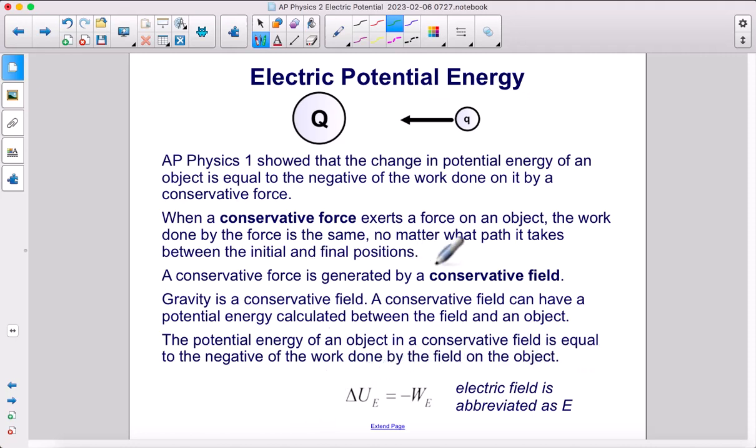So, for example, when a person lifts a basketball from here to there, this basketball gains potential energy due to the work done on it, the external work done on it by this person, against the gravitational field of Earth. So the gravitational field is doing negative work, but that same amount of work done by the person is going to be equal to the change in potential energy of the object.